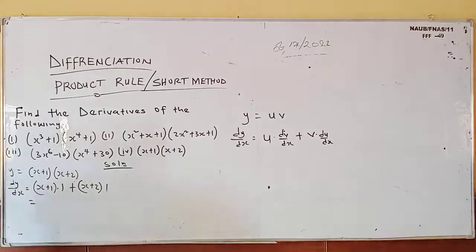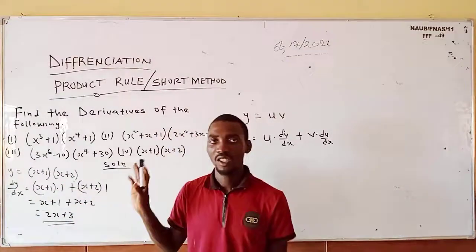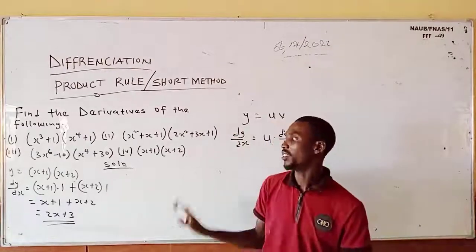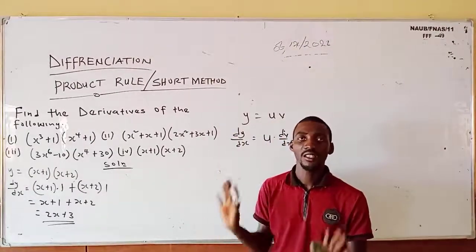So if you clear the bracket, 1 times everything here is 1, s plus 1. If you multiply this, that is s plus what? 2. So if you collect your like terms, s plus s is 2s plus 1 plus 2 is what? 3. So this is our final answer. I hope you understand the short method. This short method, the trick to do this. It's as easy as this. You get that?